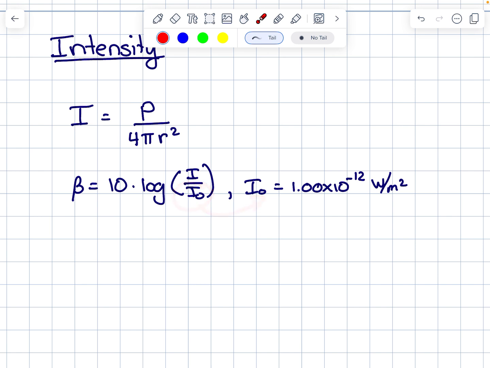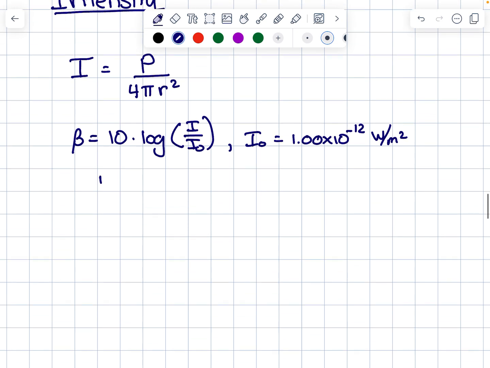In the denominator here, we have I0. It's a constant. It never, ever changes. It's going to be that all your whole life long. So to calculate the sound level, you take 10 times the log of the intensity divided by the reference, which is that value right there. Some important things to notice about the sound level.